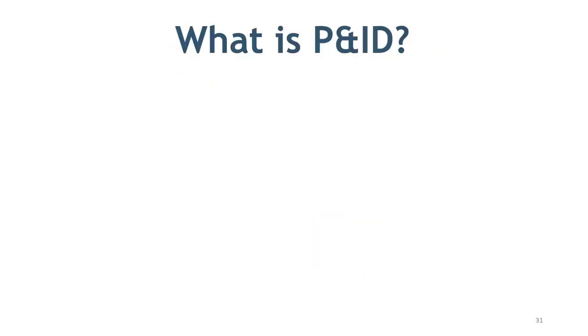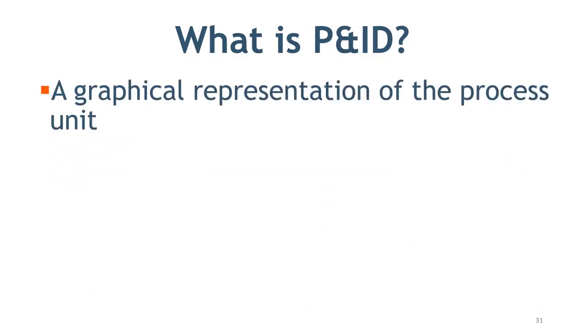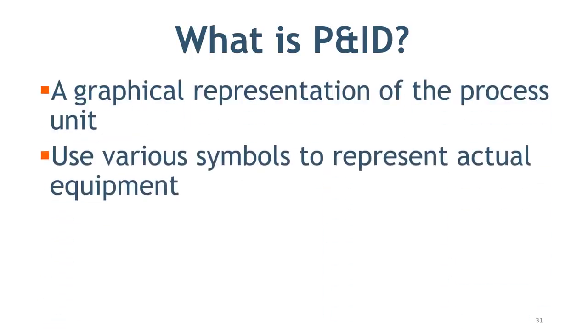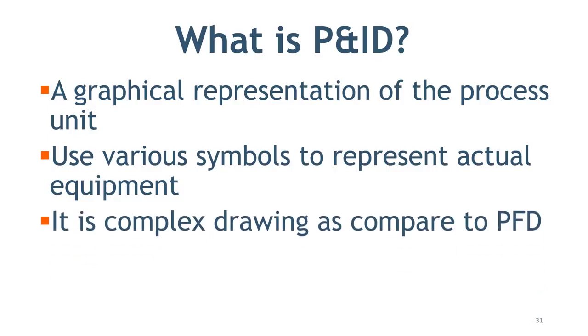What is P&ID? P&ID is a graphical representation of the actual process plant using various symbols that represent actual equipment. As said earlier, it is more complex than PFD. A single PFD can have multiple P&IDs. This means if some system is shown on a single PFD, to show the same system on P&ID, it may require multiple P&ID sheets. It is one of the main deliverables of the FEED, that is front-end engineering and design.